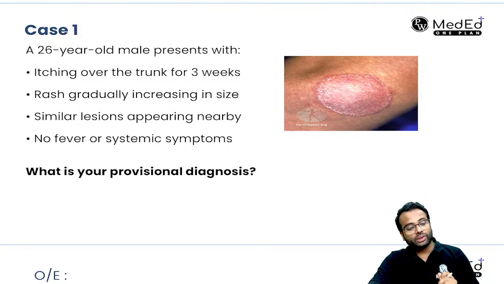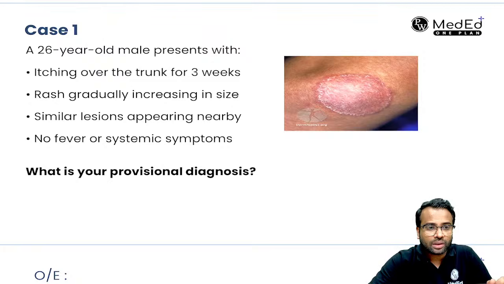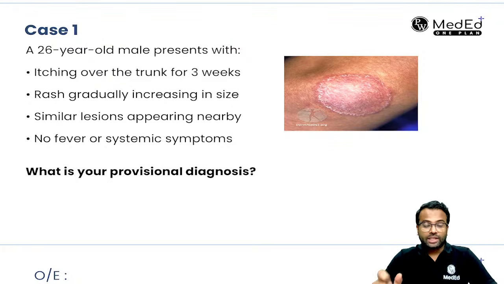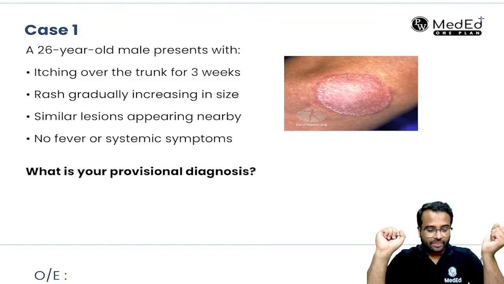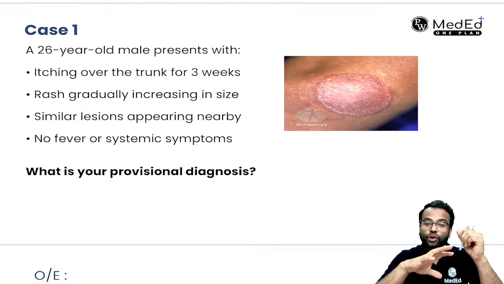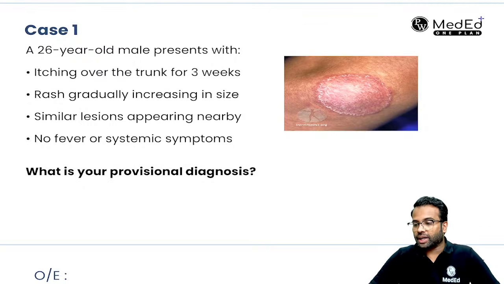This case is going to be a 26-year-old male who presents with itching over the trunk for the last 3 weeks, a rash that is gradually increasing in size, similar lesions appearing nearby, and no fever or any other systemic symptoms. So, what is your provisional diagnosis here?